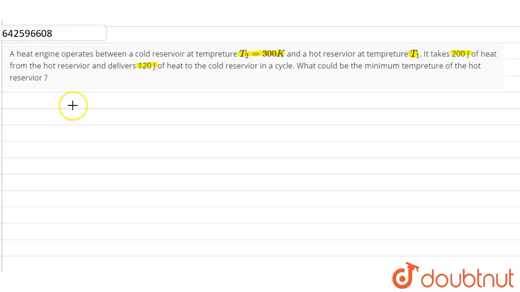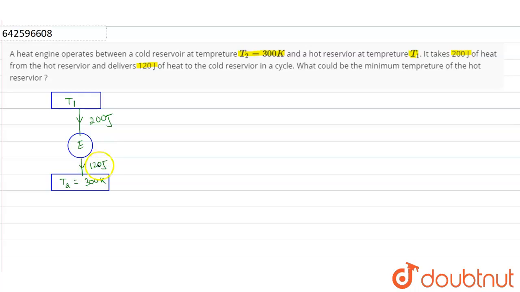So let us suppose this is our hot reservoir, this is our cold reservoir, and this is the engine. The hot reservoir is at a temperature of T1, the cold reservoir is at a temperature of T2, which is given as 300 Kelvin. And this is the engine which is operating between the hot reservoir and the cold reservoir. The engine is taking 200 joules of heat from the hot reservoir and rejecting 120 joules of heat to the cold reservoir.